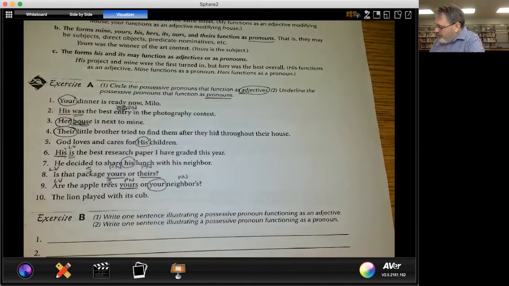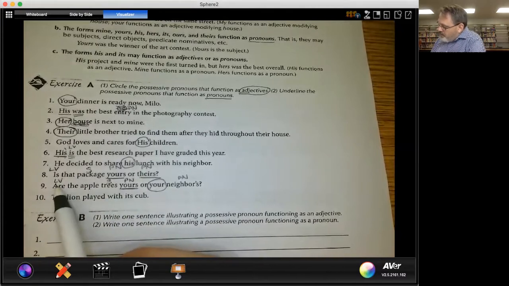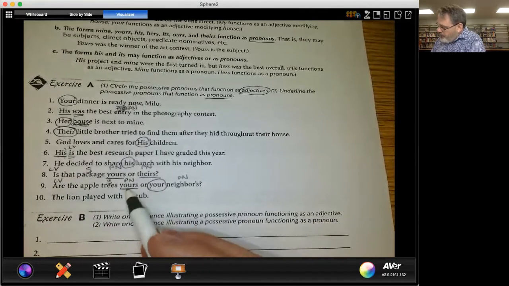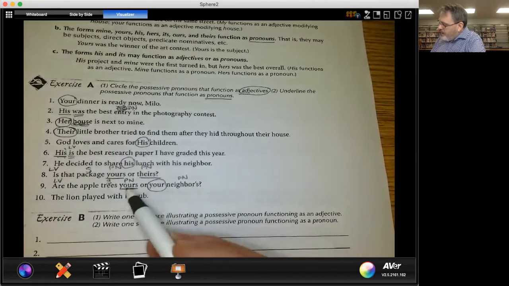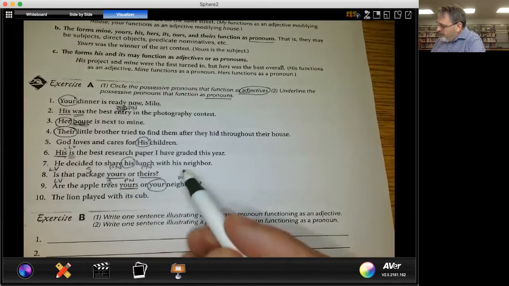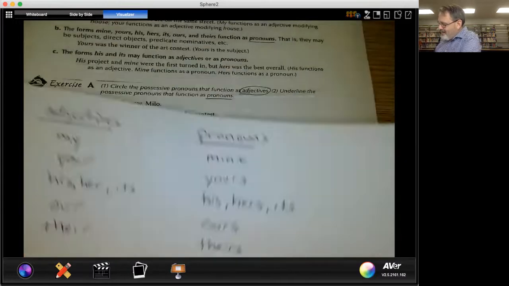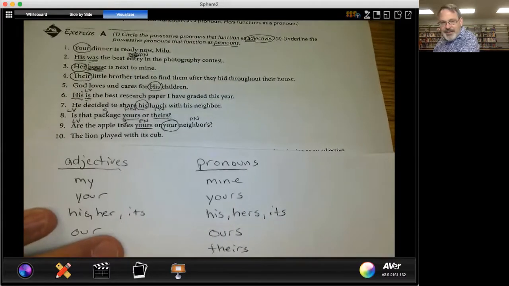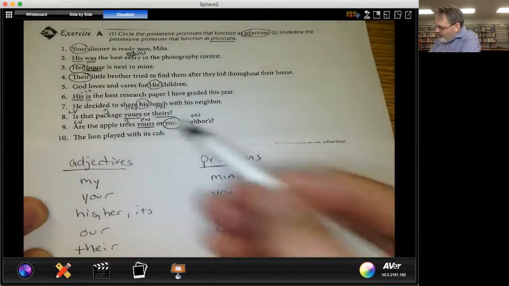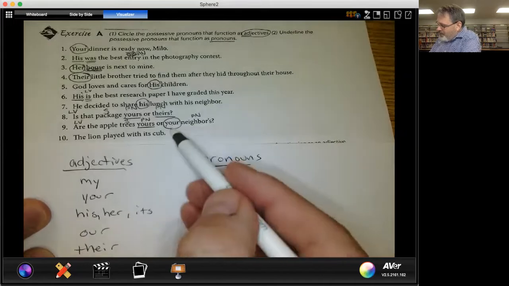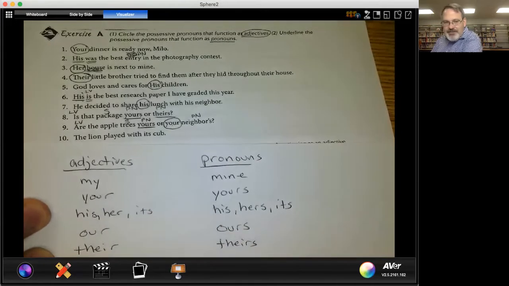That one's the toughest one in the group. So the subject is trees. Are is the verb, and it's linking, so the nouns that follow are predicate nominatives. The things that the trees are: yours and neighbor's. This yours is a pronoun because it's a predicate nominative. This your, this will make it clear. Yours is the pronoun. Your is the adjective, see?